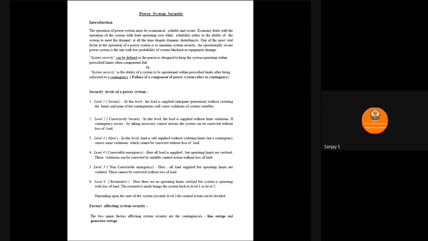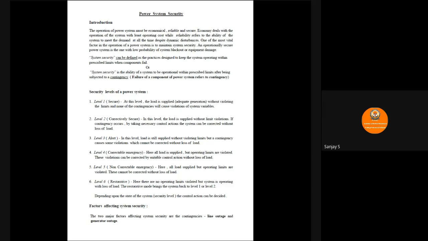Fourth one, correctable emergency. Here again all loads are supplied, that means adequate generation is there. Operating limits are violated, that is, there will be bus voltage limit violation as well as power flow limit violation. These can be corrected by suitable control action without loss of load. So here we can understand that without loss of load, the corrective actions can be taken. This is called correctable emergency. Since operating limits are violated, it is called an emergency.